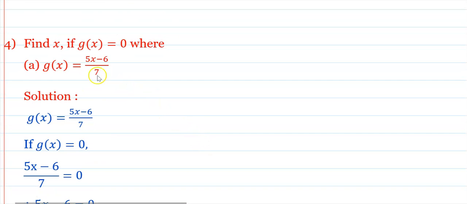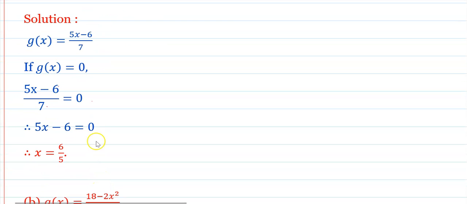Okay. Now the next. Find x if g of x is equal to 0, where g of x is equal to (5x minus 6) upon 7. If g of x is equal to 0, it means (5x minus 6) upon 7 is equal to 0. Simplify: the 7 will be multiplied by 0, that is 0. 5x minus 6 is equal to 0. Therefore, 5x is equal to 6. Therefore, x is equal to 6 upon 5.